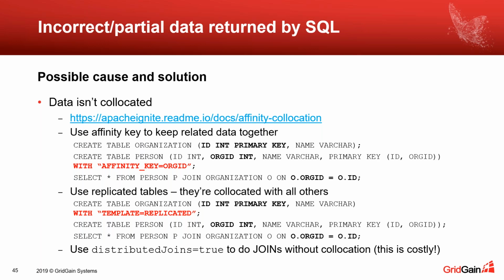The options that you have is first to set up affinity collocation, and to do that you need to specify an affinity key, or you can use replicated tables, which means that the table will be stored on each and every node. Or you can use distributed joins, which means that the joins will not be done on each node separately, but the data will be joined between the nodes. But this is extremely bad for the performance, and you should only use it as a last resort.